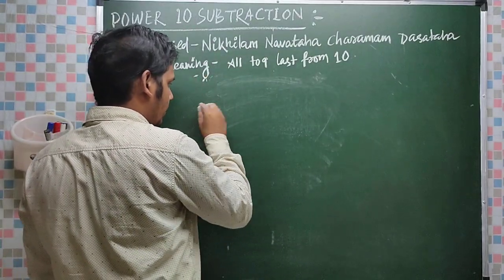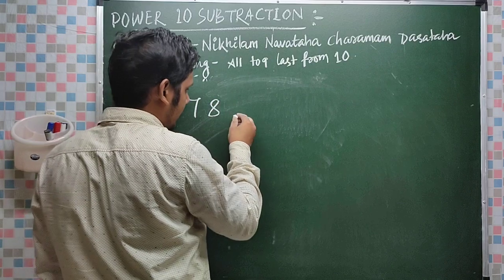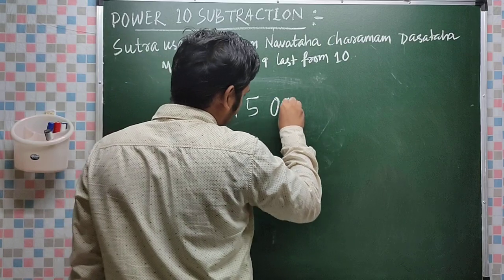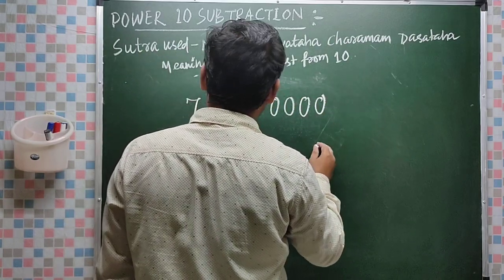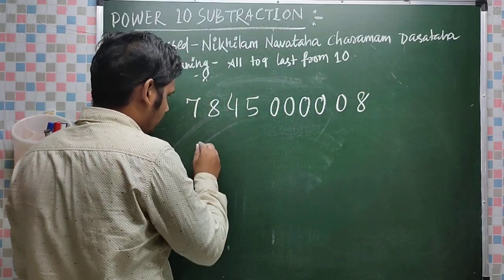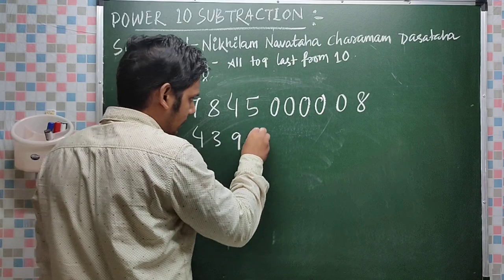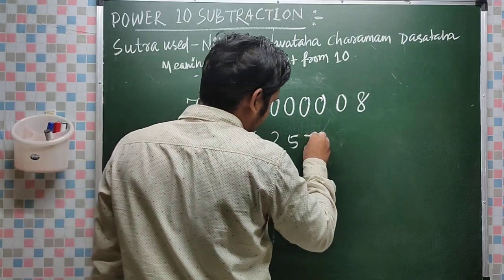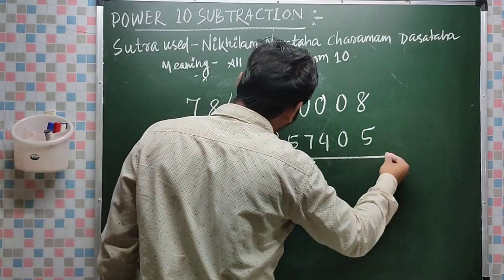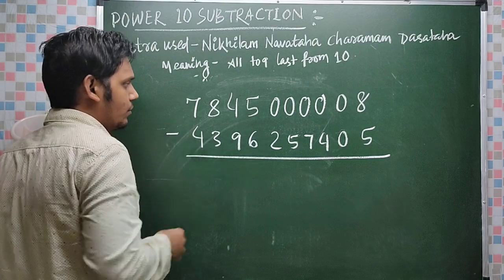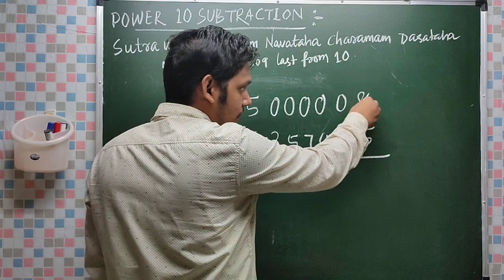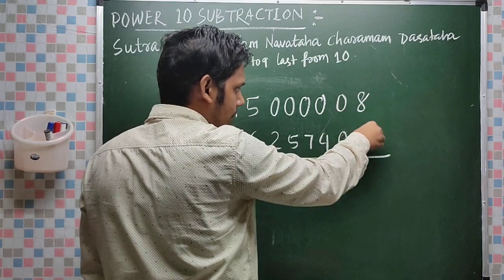Suppose 7845000008 minus 4396257405, we have to do subtraction here. So what do I have to do? First 0 minus 0 is possible, 8 minus 5 is possible.